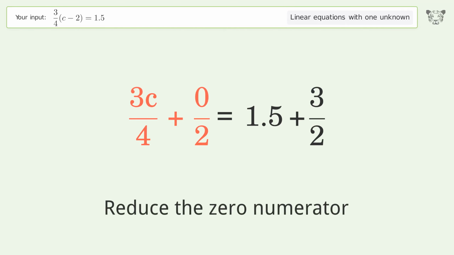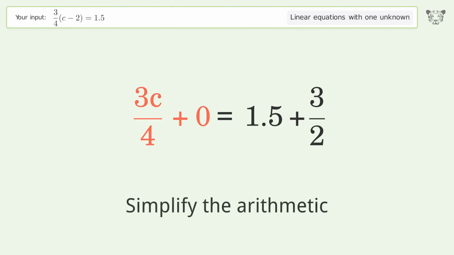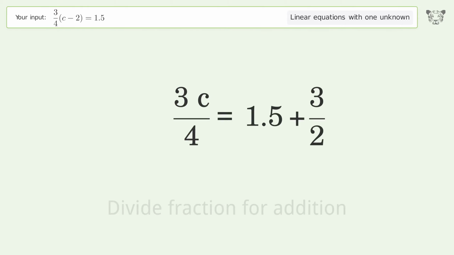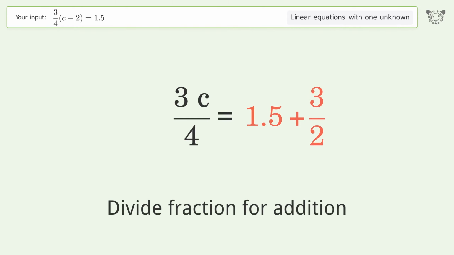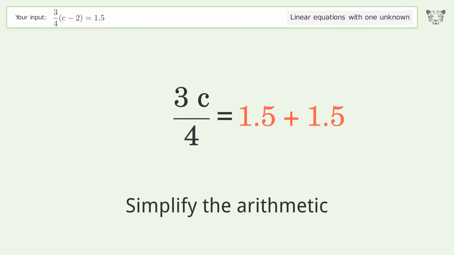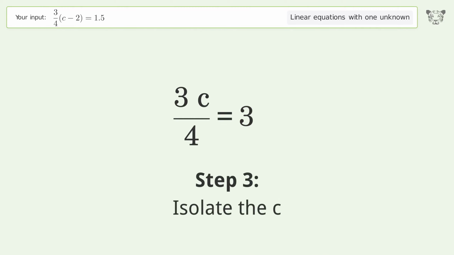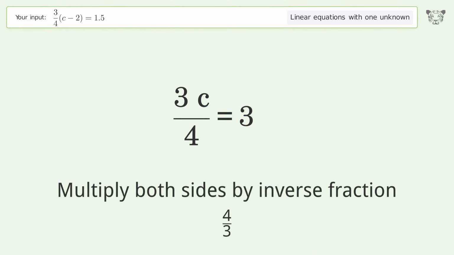Reduce the zero numerator. Simplify the arithmetic. Divide fraction for addition. Simplify the arithmetic. Isolate the c. Multiply both sides by inverse fraction 4/3.